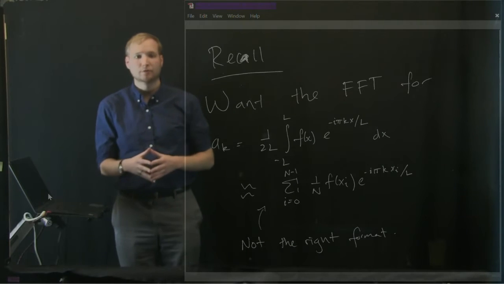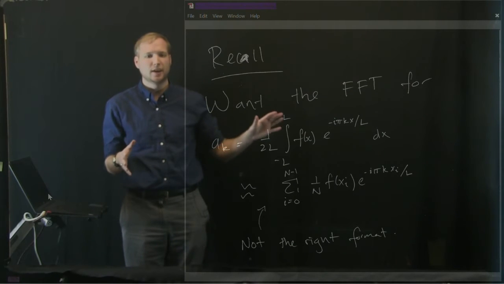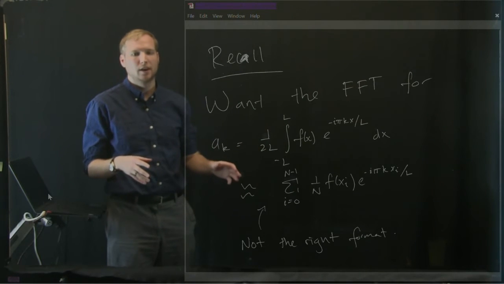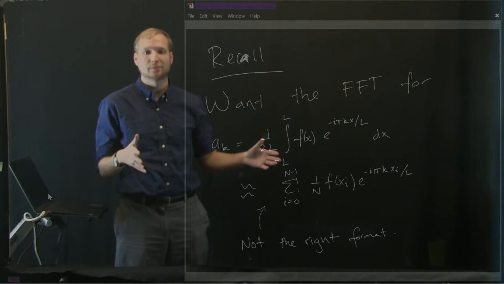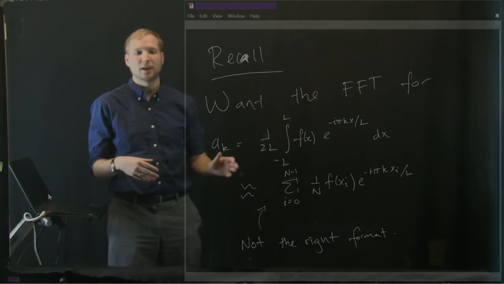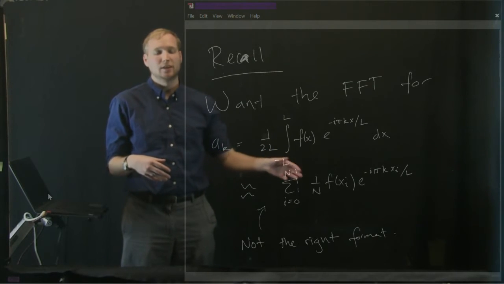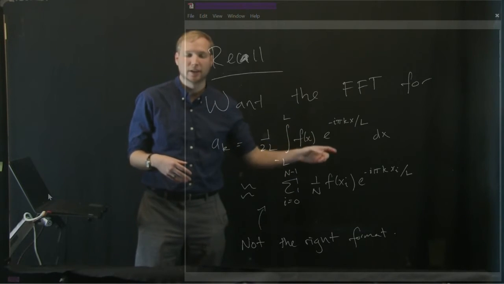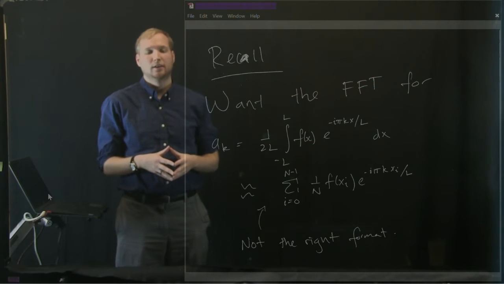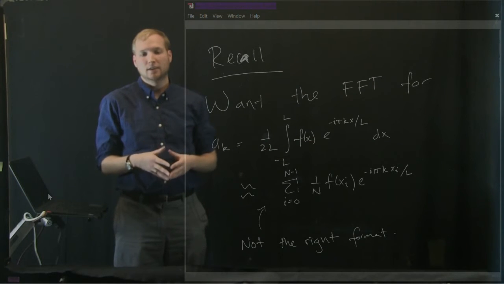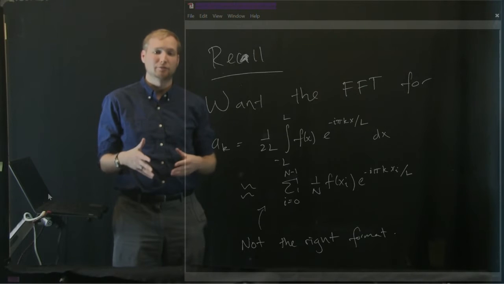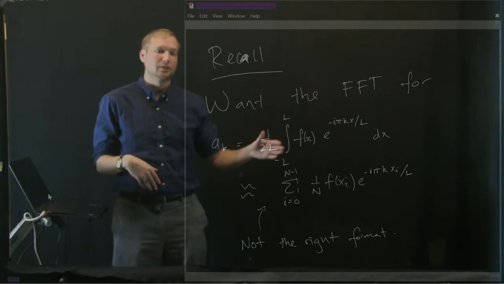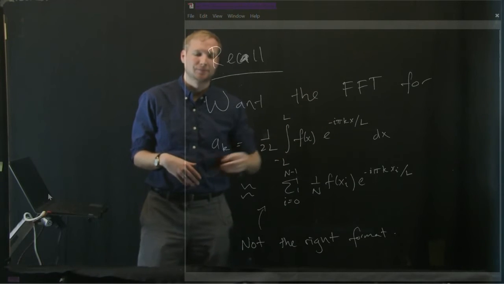Okay, so recall from last time, we want to use the FFT to compute these coefficients a sub k of the Fourier series expansion of our function f. And so the a_k are given as the integral of f against e to the minus i pi k x over L. Okay? And the k in this situation is really thought of as a frequency. So for the kth frequency, you integrate against e to the minus i pi k x over L.